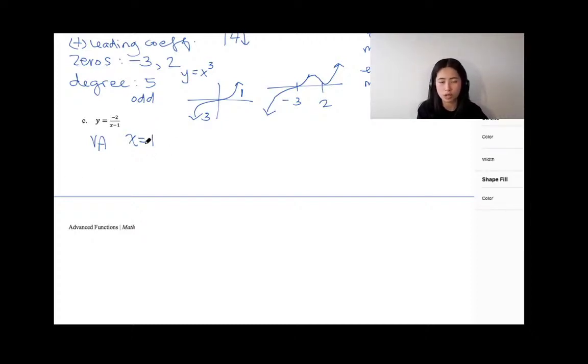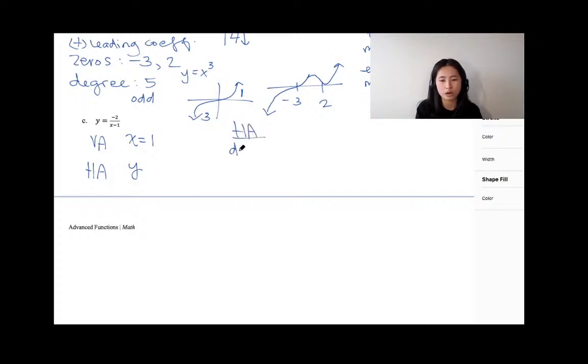And what about your horizontal asymptote? So for horizontal asymptote, you're now looking at y. For y, you first have to figure out the degree of your numerator versus the degree of your denominator. So for horizontal asymptote, you have to assess whether the degree of your numerator is less than, equal to, or greater than the degree of your denominator. Okay, so here are the following conditions for horizontal asymptotes.